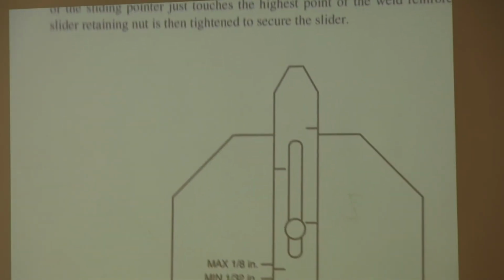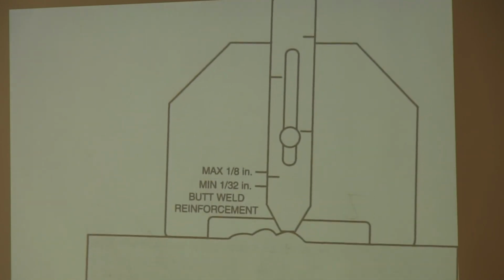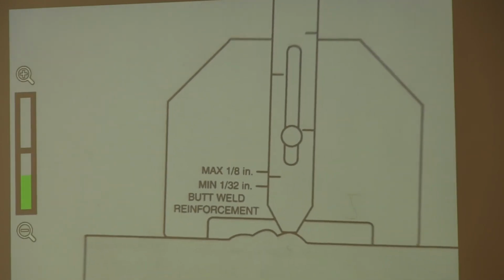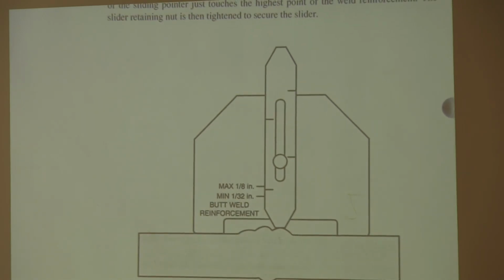If you're measuring the reinforcement or the top cap on your weld, you can use a gauge like this. Basically, this part slides up and down, and it just tells you how high your weld metal is.